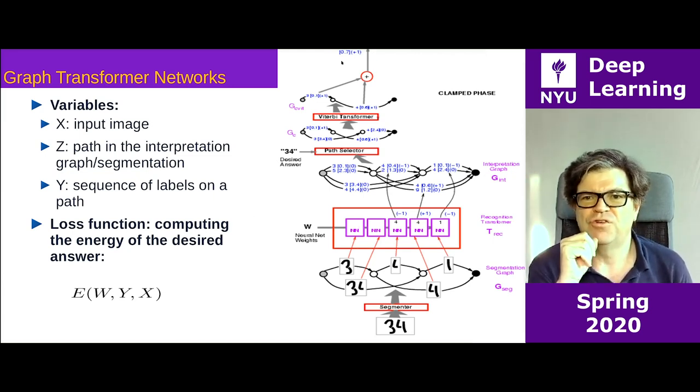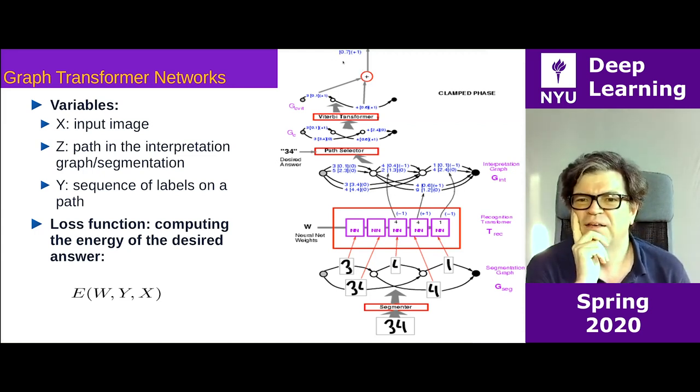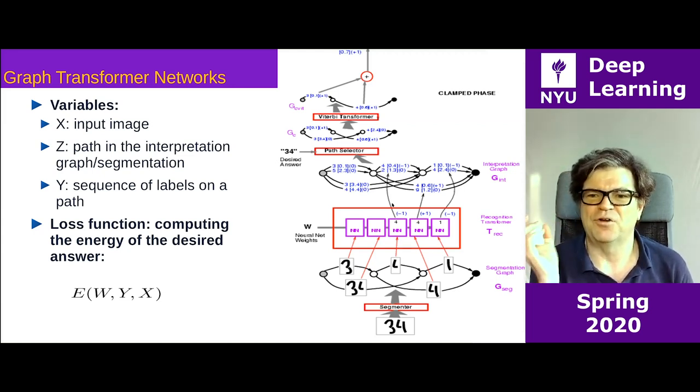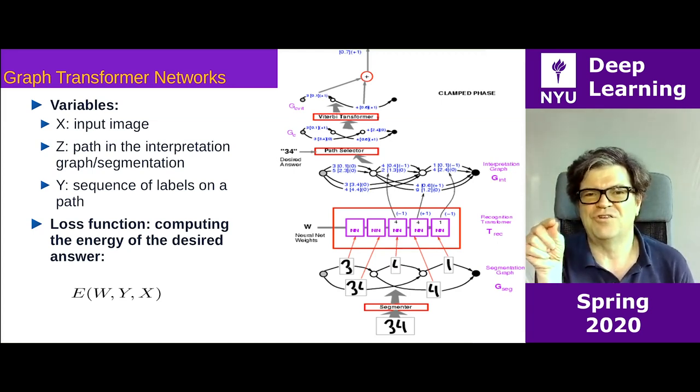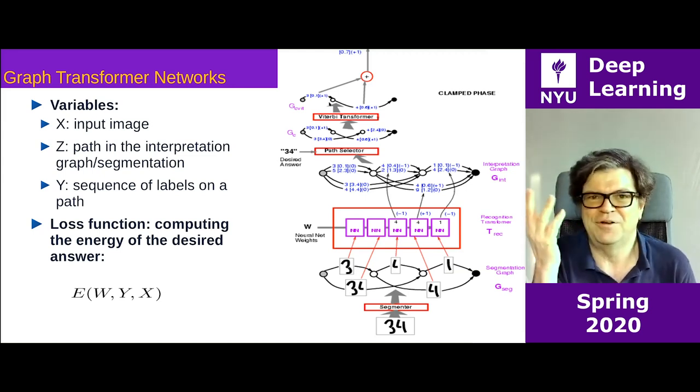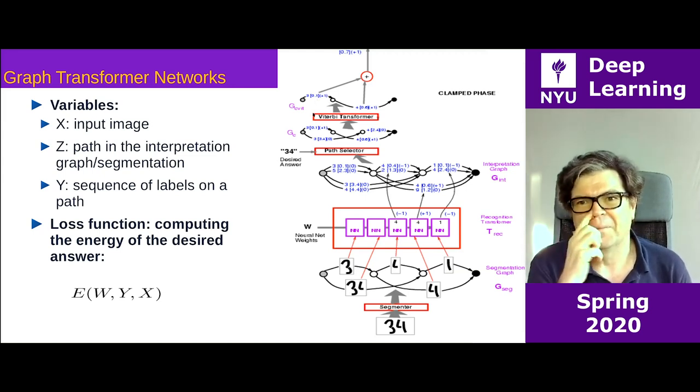Okay, now we have the energy of the correct answer. It's 0.7. It's the sum of 0.1 and 0.6. What we need to do now is backpropagate gradient through this entire structure so that we can change the weights of that neural net in such a way that this energy goes down. This looks daunting, but it's entirely possible because this entire system is built out of elements that we already know about. That's just a regular neural net. And those path selectors and Viterbi transformers are basically switches that pick a particular edge or not. So it's like a switch. It's like max pooling, except it's min pooling if you want.